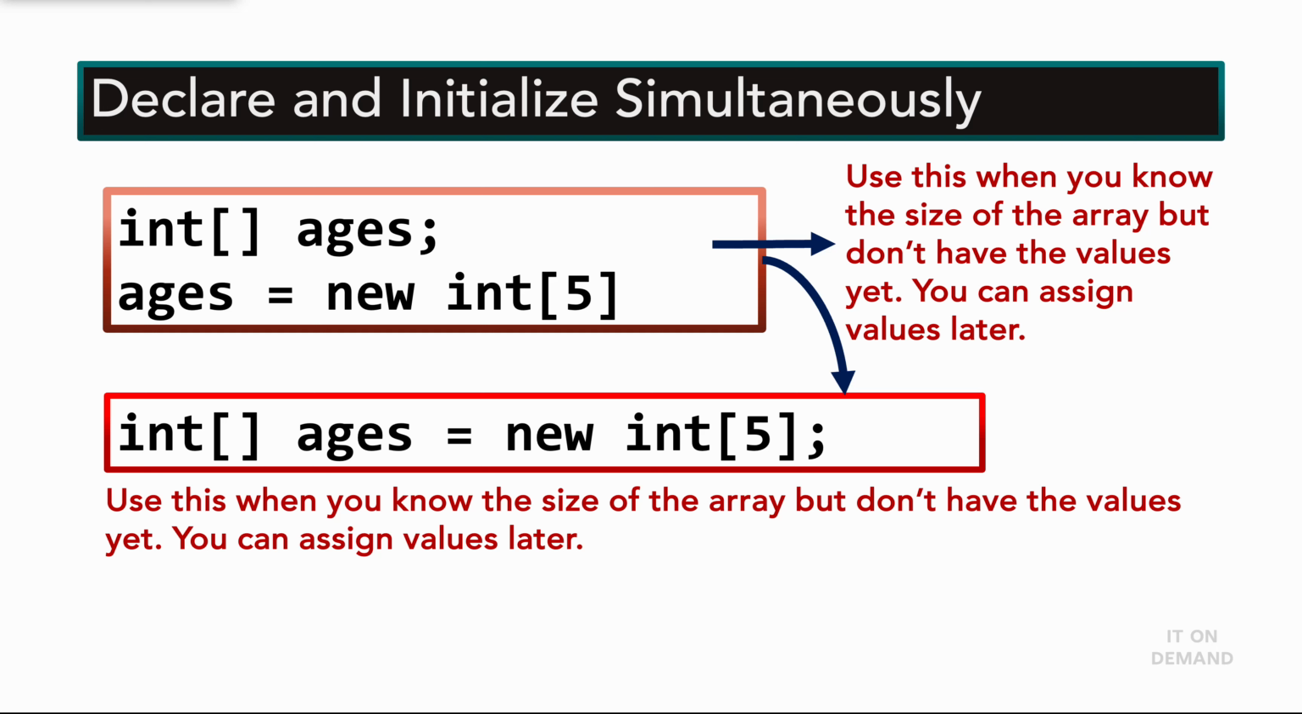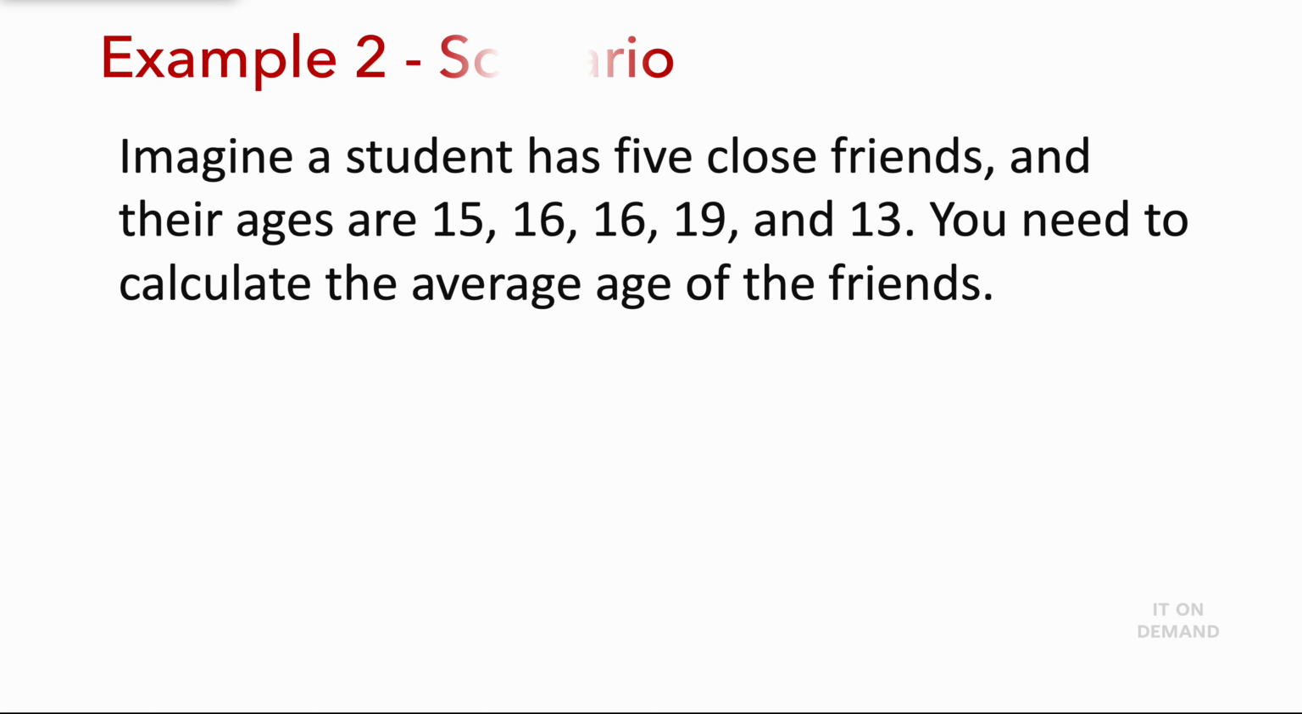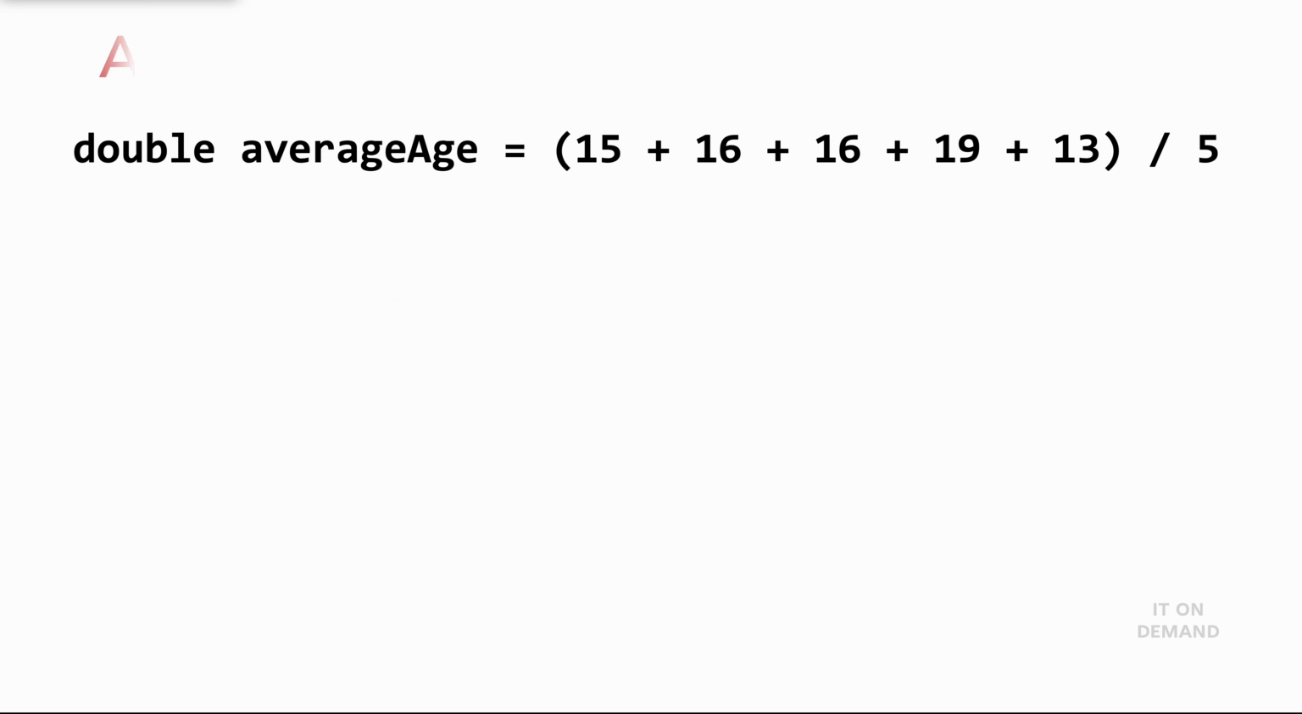And these are the key questions. I mean, if you look at that scenario again. So let's look at the second scenario. For the second scenario, we say imagine a student has 5 close friends and their ages are 15, 16, 16, 19, and 13. And you need to calculate the average age of the friends.